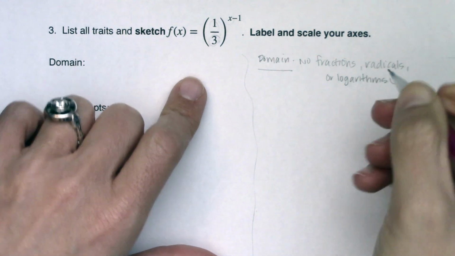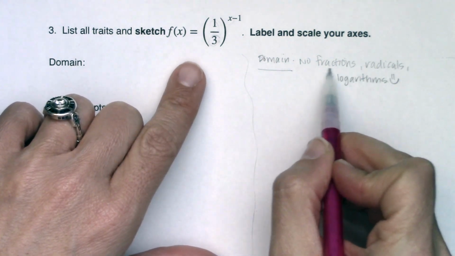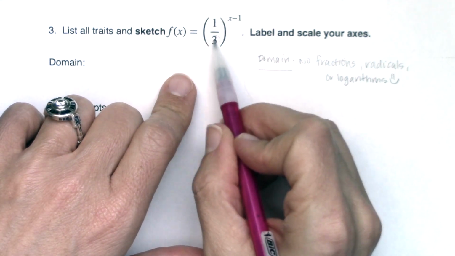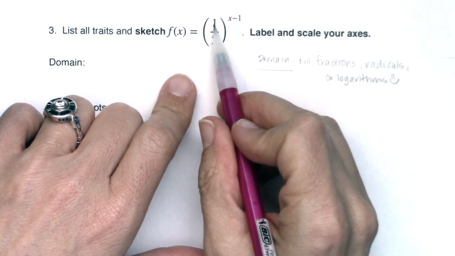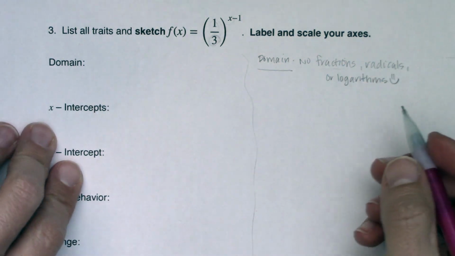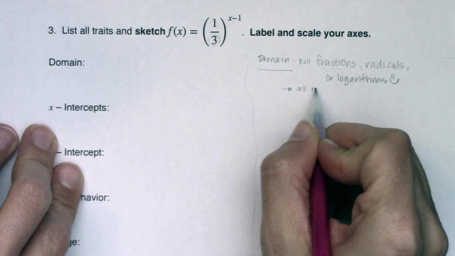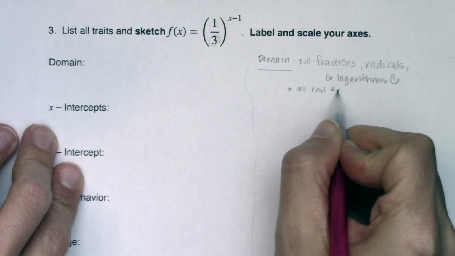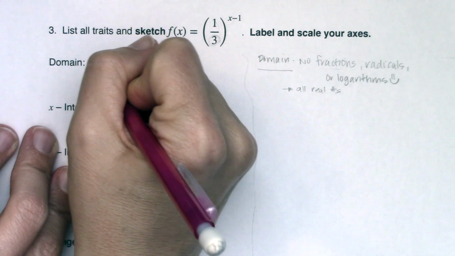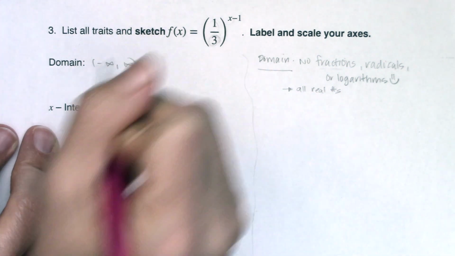With a happy face, you might say, well, Miss A, you do have a fraction. It's here. Yeah, but there's no variable in that 1/3. Those are just numbers, so that denominator is never 0. So that tells me my domain is all real numbers. And we're going to write that up in interval notation as negative infinity to infinity.